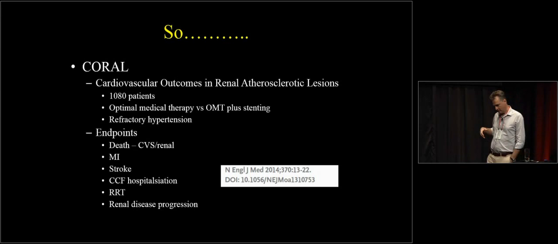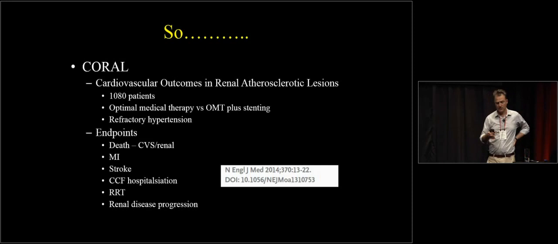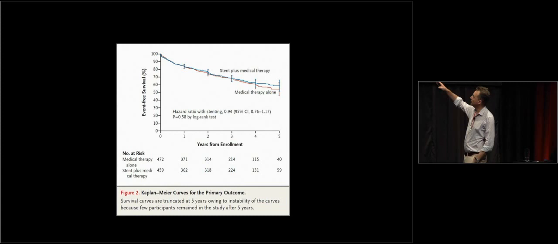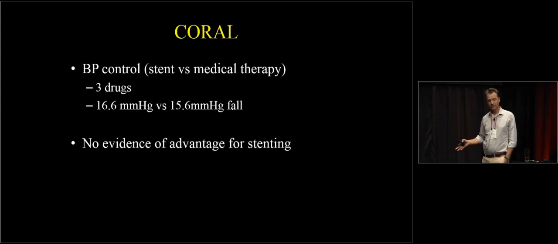And again, they had two arms, angioplasty and medical therapy versus medical therapy alone. They looked at some hard endpoints, mortality, for example, but included blood pressure control. There was certainly no improvement in, this is event-free survival on the y-axis there, and there was certainly no difference in mortality between stenting and medical therapy versus medical therapy alone. And there was no difference in blood pressure control either. So both groups ended up on a mean number of three drugs, and there was an identical blood pressure reduction in each arm. So their conclusion was that there was no evidence and no advantage for stenting on its own.